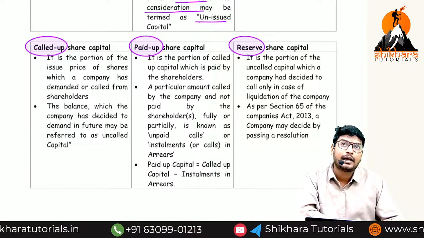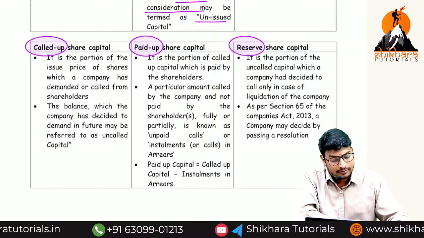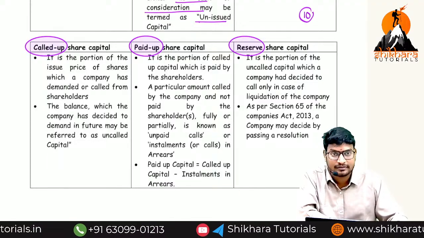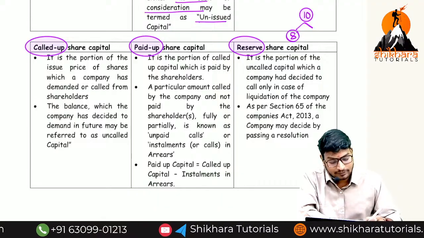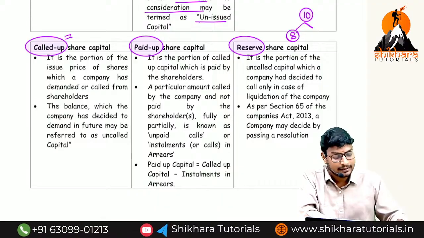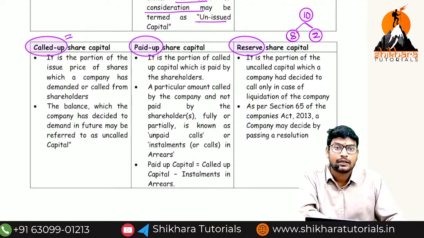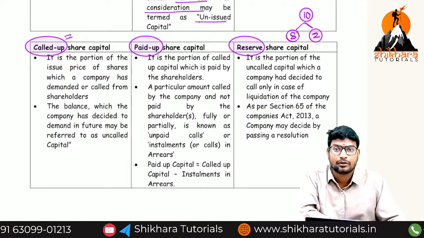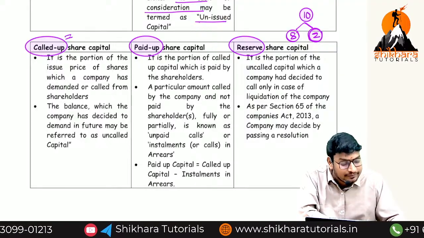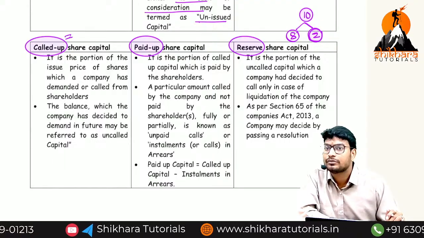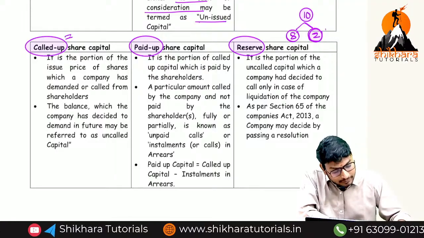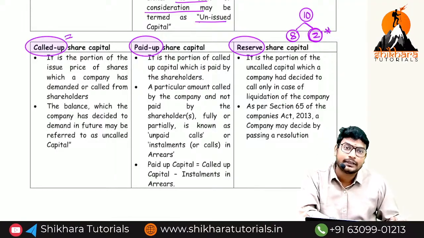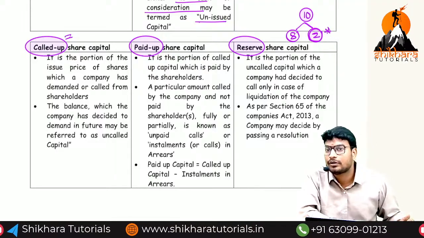Uncalled means, okay? 10 rupees is the face value. In that, 8 rupees we have called up. This is called as what? Called up share capital. And 2 rupees we have uncalled. This is called as what? Uncalled share capital. These 2 rupees they are fixing as a reserve, because only at the time of winding up they are interested to call. So these 2 rupees will be called as what? Uncalled and reserve also. Uncalled and reserve.